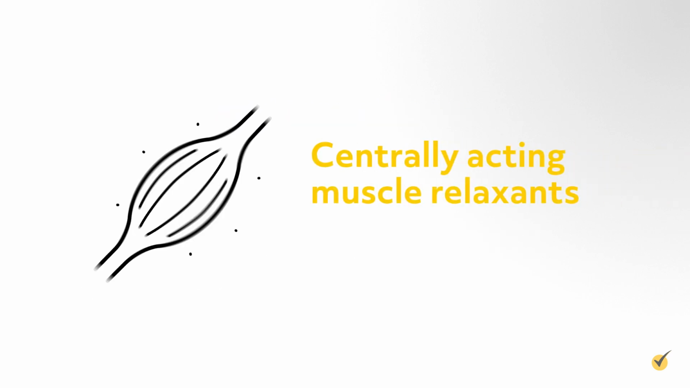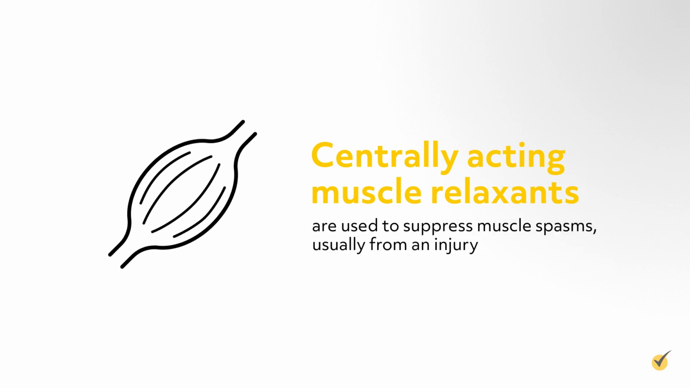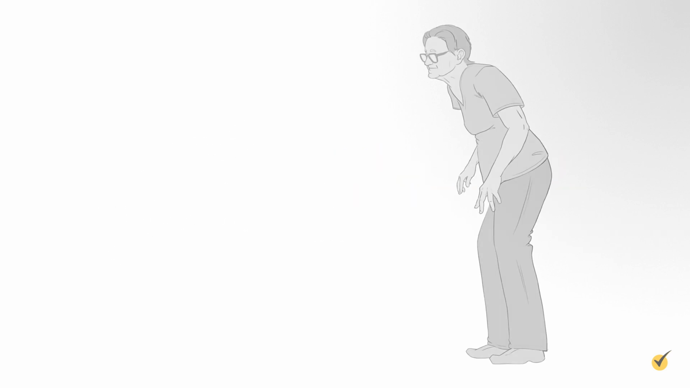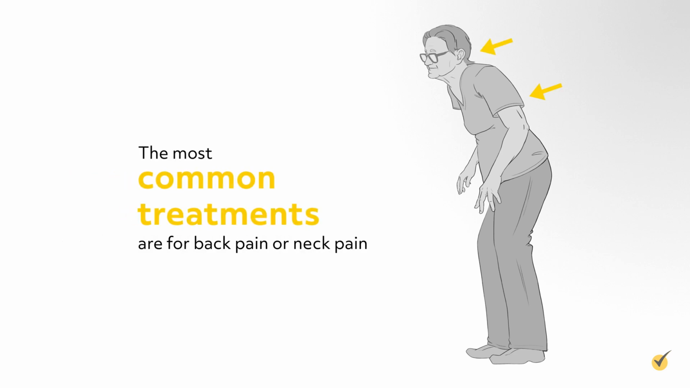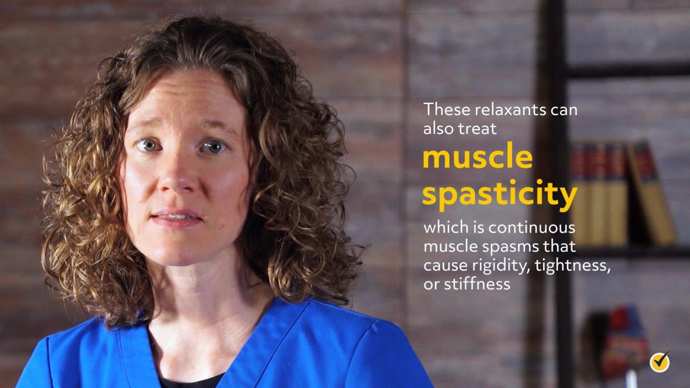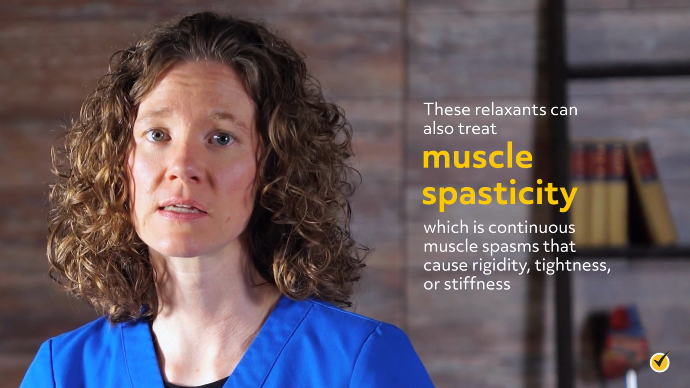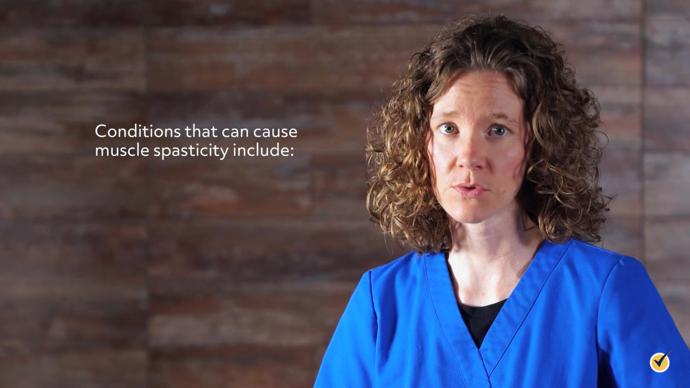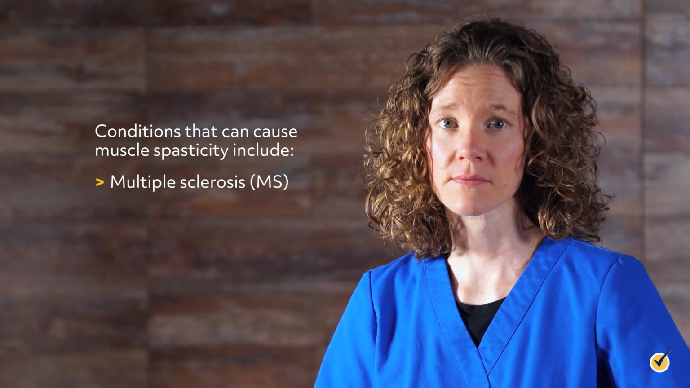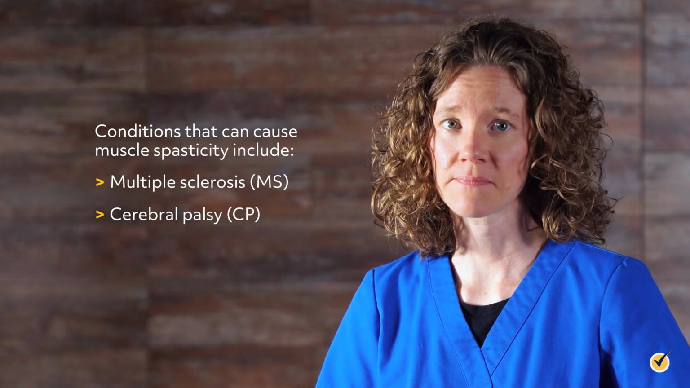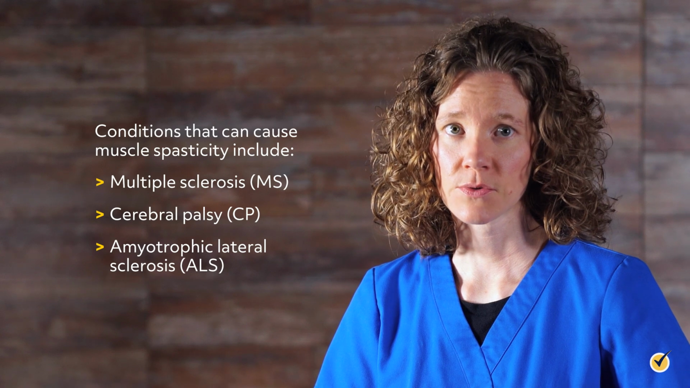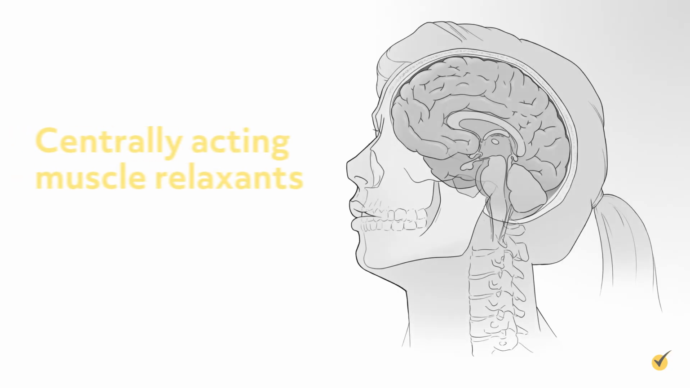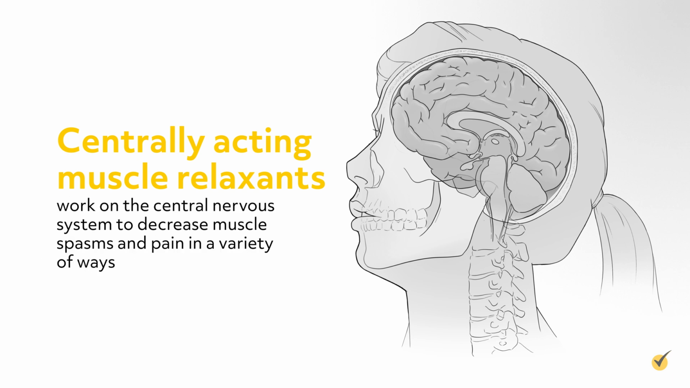Centrally acting muscle relaxants are used to suppress muscle spasms, usually from an injury. The most common treatments are for back pain or neck pain. These relaxants can also treat muscle spasticity, which is continuous muscle spasms that cause rigidity, tightness, or stiffness. Conditions that can cause muscle spasticity include multiple sclerosis, or MS, cerebral palsy, or CP, and amyotrophic lateral sclerosis, or ALS.